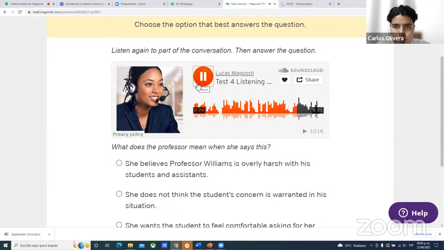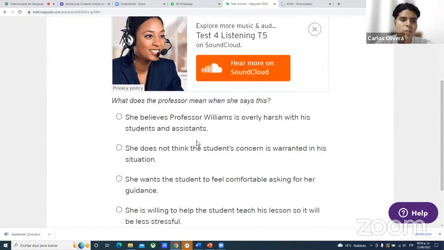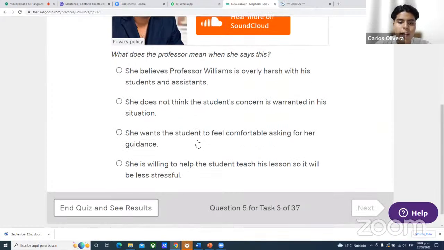What does the professor mean when she says this? Oh, don't sweat it. Okay, so don't sweat it. In Spanish, it means don't get nervous. What does the professor mean when she says this? She believes Professor Williams is overly harsh with his students and assistants. She does not think the student's concern is warranted in his situation. She wants the student to feel comfortable asking for her guidance, or she's willing to help the student teach his lesson so it will be less stressful.